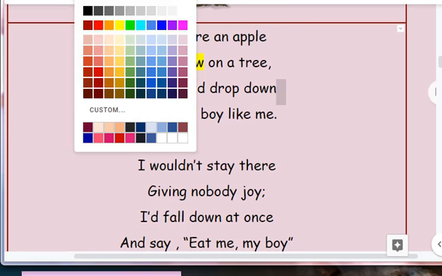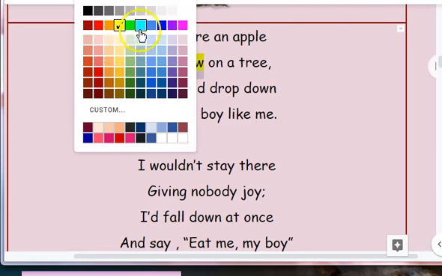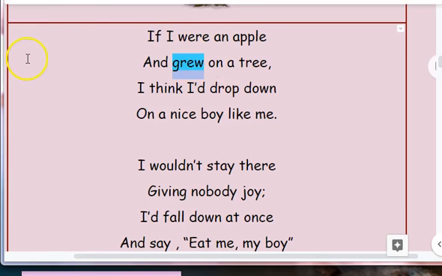Oh, I used the wrong color. Wait, can you say the word again? Grew. How about this one? On. Yes, so be careful in pronouncing certain words, because earlier you said "one" instead of "on." And "grow," you should say "grew," all right?